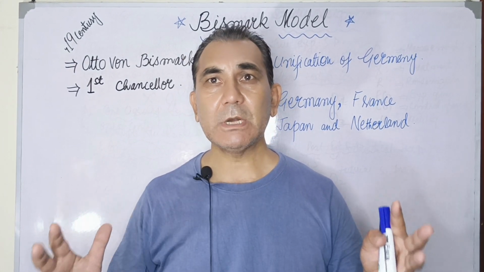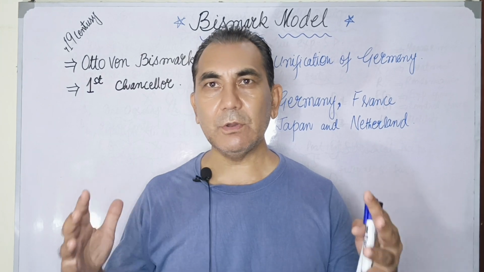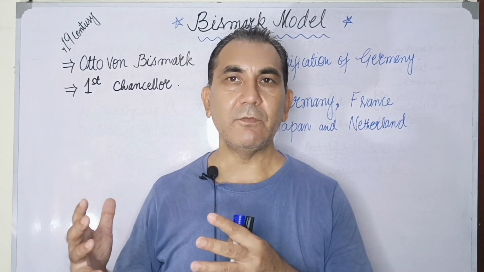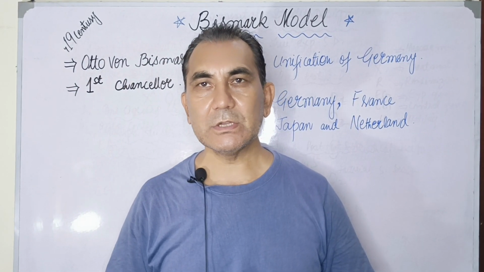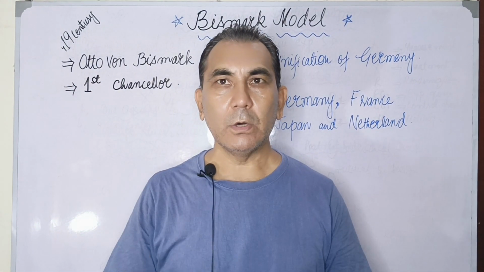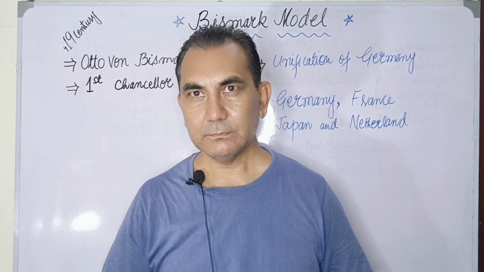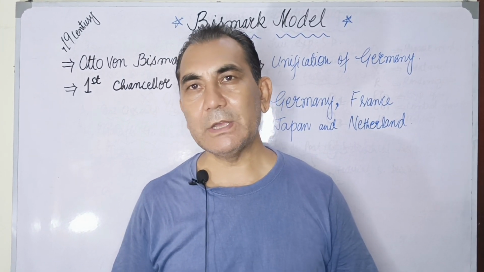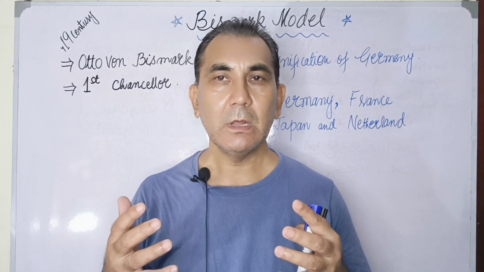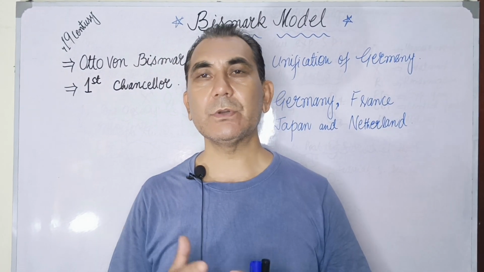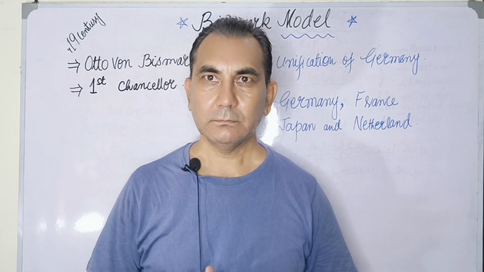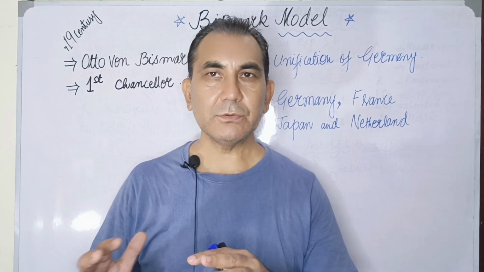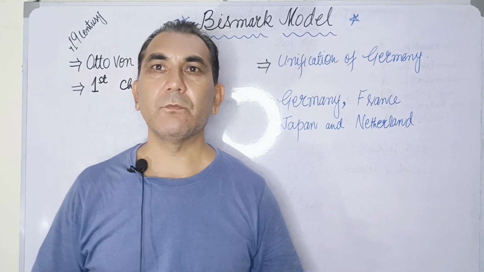The Bismarck model became famous in the 19th century after the unification of Germany. It was introduced and formulated by the first Chancellor, Otto von Bismarck. This model is also well known as the first social health insurance scheme, and it is also called the sickness fund. Let us discuss how this Bismarck model works.